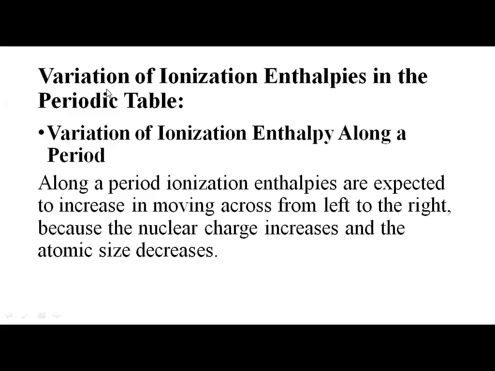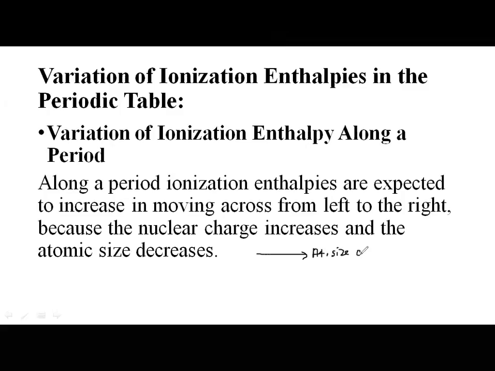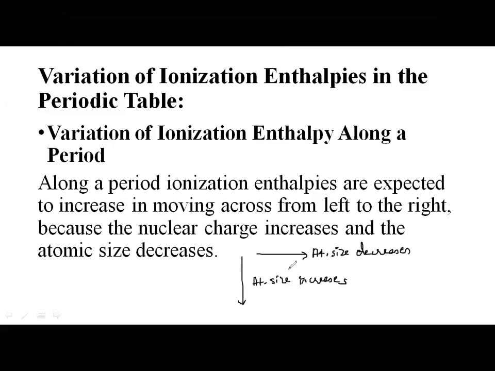I'll just tell you, please do remember: across the period, what happens to the atomic size? Across the period, atomic size decreases. And down the group, atomic size increases. There are certain exceptions. Since atomic size is the factor which governs the ionization energy, across the period, what should happen to the ionization energy? Atomic size is decreasing. You can understand this very well here.